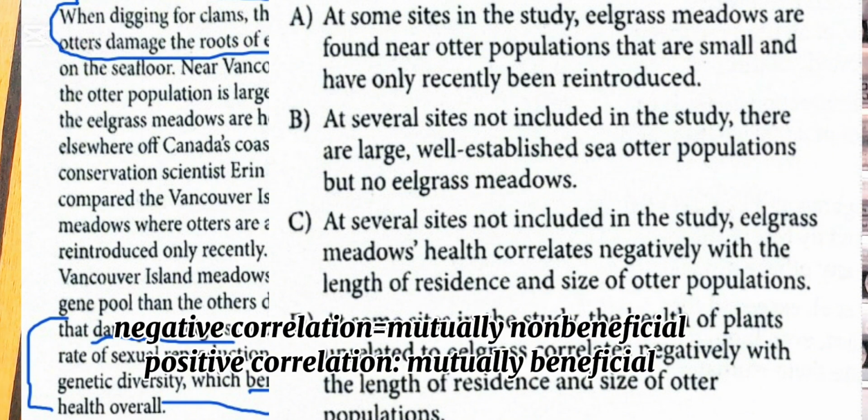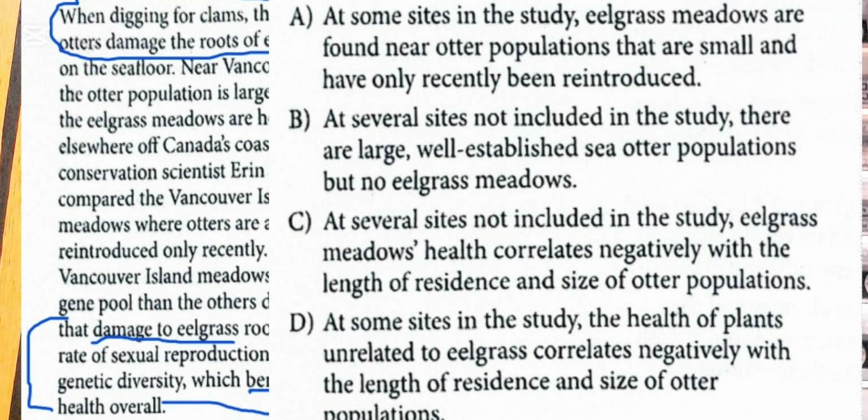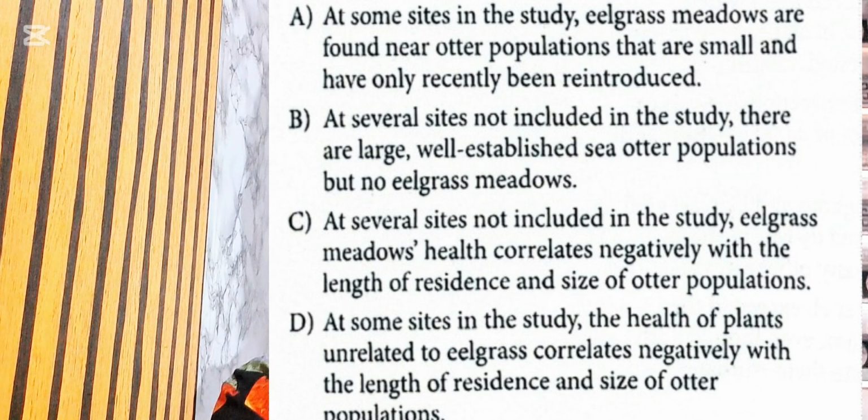Option D: at some sites in the study, the health of the plants is unrelated to eelgrass. We don't want to say anything about the health of the plants being unrelated. The plants we are looking for are such that are related to the eelgrass. So our best answer is obviously option C.